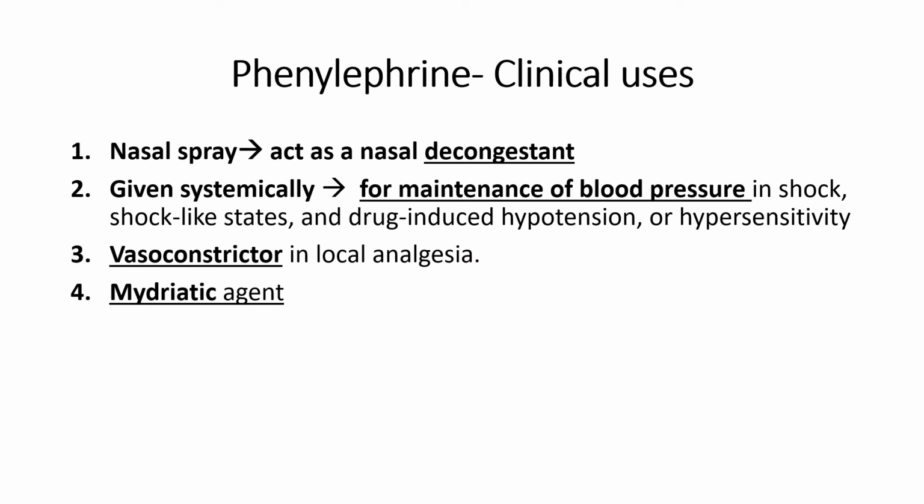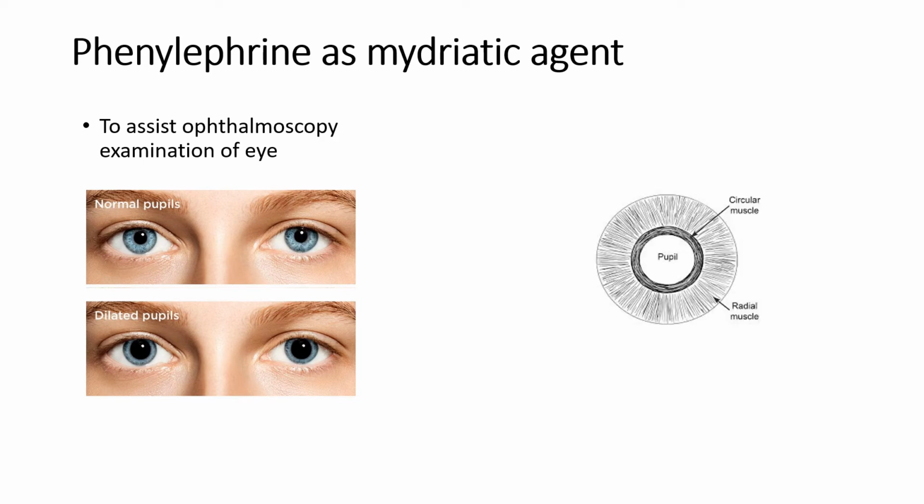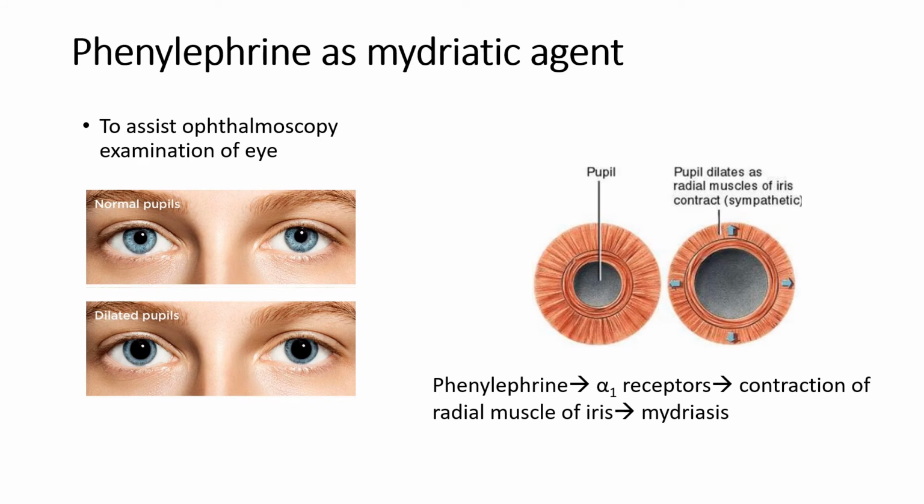Aside from those mentioned earlier, phenylephrine is also used as a mydriatic agent. Phenylephrine is used to assist ophthalmoscopy examination of the eye by dilating the pupils. Pupil dilation is controlled by the iris radial muscle through sympathetic innervation from postganglionic nerve fibers. Phenylephrine would result in the activation of the alpha-1 receptors, thus causing contraction of the radial muscle of the iris and consequently mydriasis, or what you know as pupil dilation.